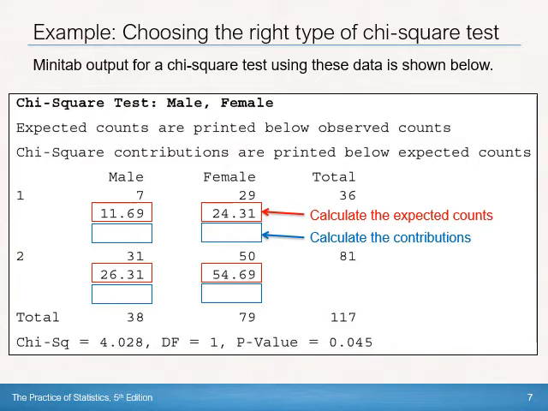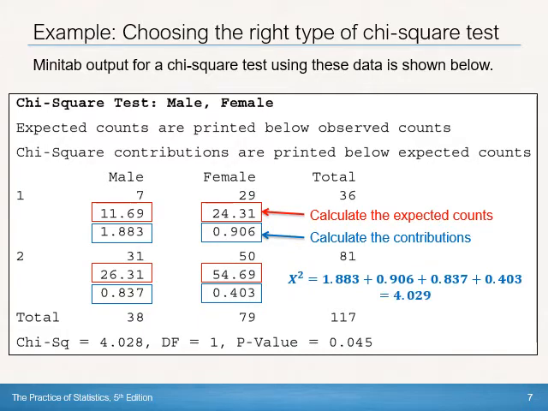Now calculate your chi-squared contribution using our chi-squared statistic formula. Again, pause the video. Okay, so we get these values here. Remember, that's the observed minus expected quantity squared over the expected, and then you would add all of those up to get your chi-squared.